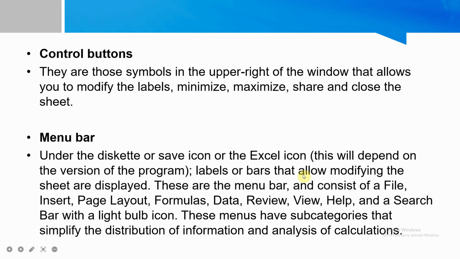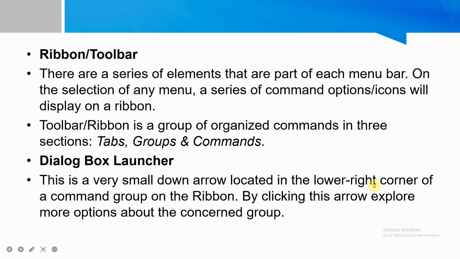And usually they are tabs with the function of allowing modification of the sheet, in the menu bar: file, insert, page layout, formulas, data, review, help, etc. So these menus also have subcategories that simplify the distribution of information and also the analysis of calculations. Usually the formulas and data tabs are the more basic computation functionalities of Excel.